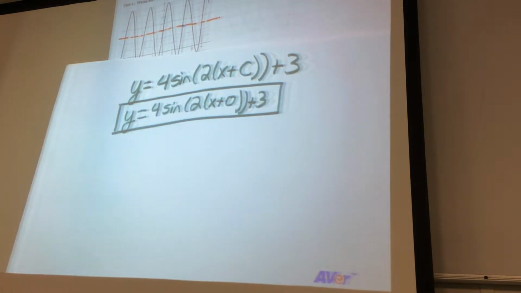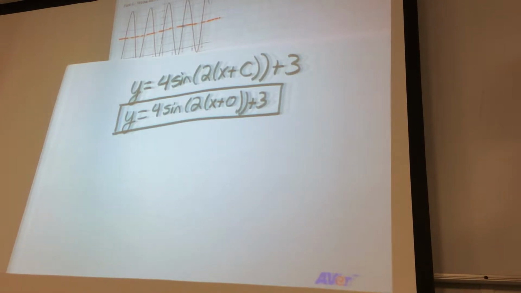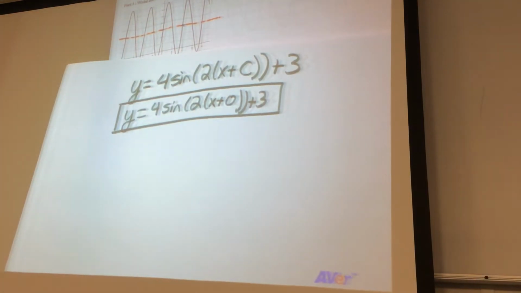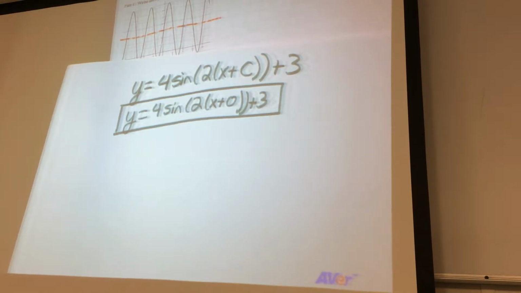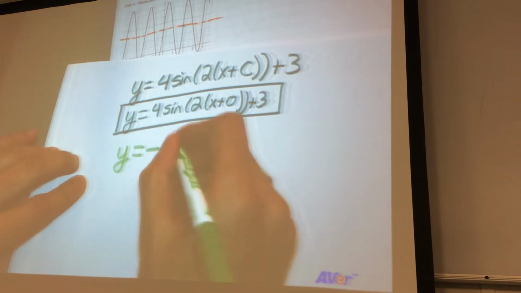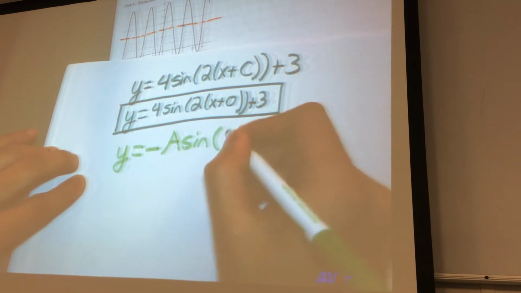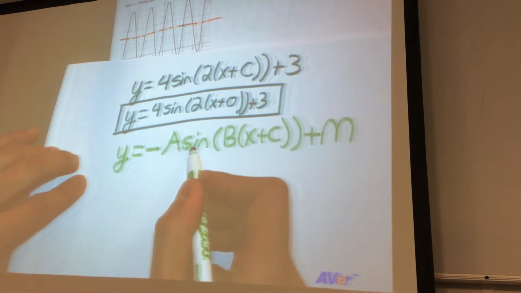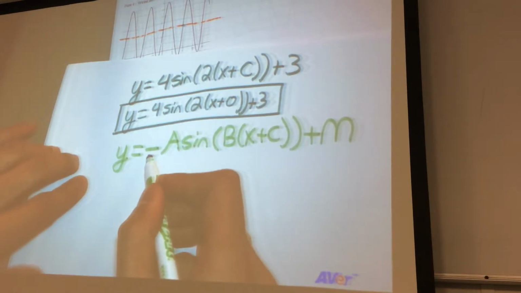So Marcus. Now, we could also write an equation using, instead of positive sine, a negative sine. So it's going to be y equals negative a sine of b x plus c plus m. Instead of positive sine, I'm going to have negative sine.